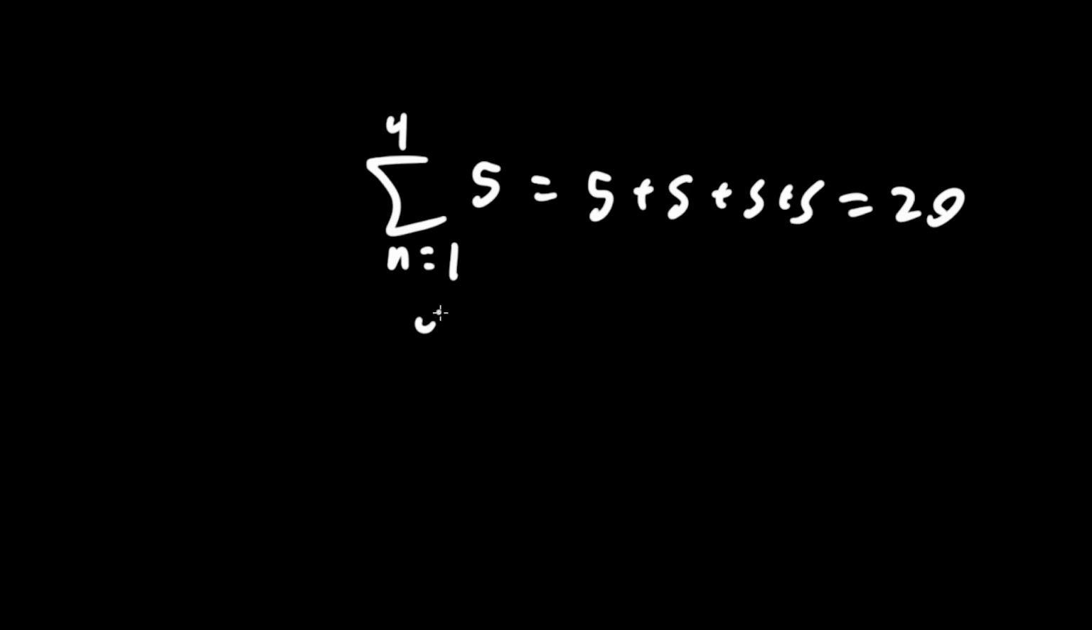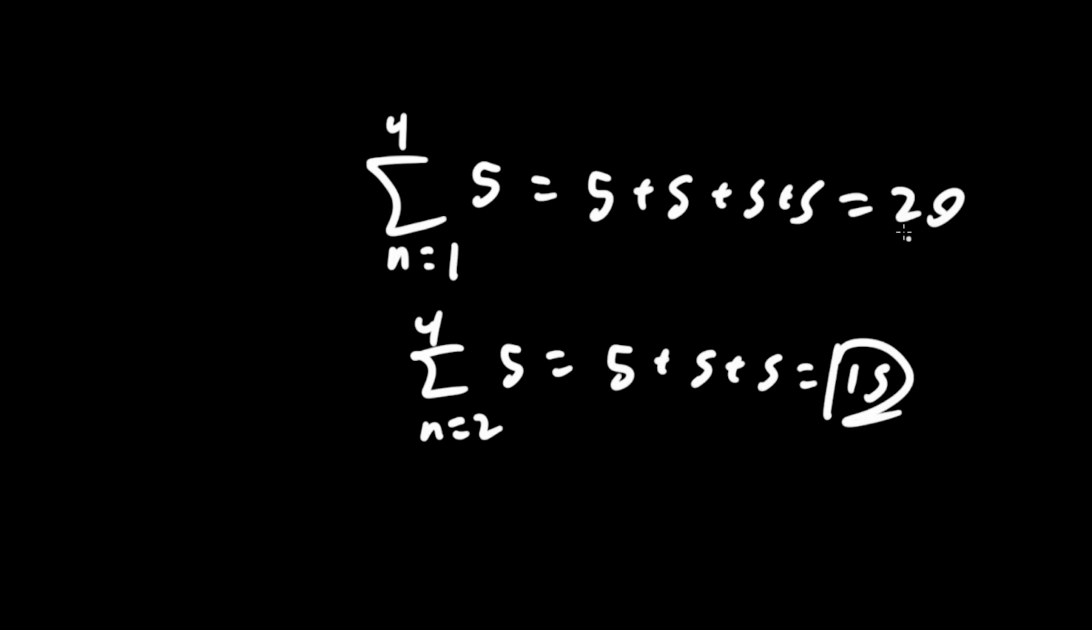But if we want to start at 2, when we have 5, then we're going to start at 2. So this is the second one, this is the third one, and this is the fourth one, and this is going to give us 15. So notice how that's the difference. The starting point matters. It determines the number of stuff.